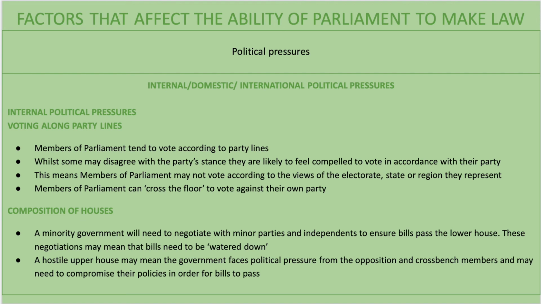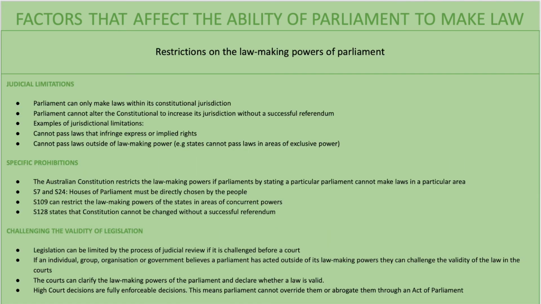These negotiations, however, may mean that bills need to be watered down in order to be passed. A hostile upper house may mean that the government faces political pressures from the opposition and crossbench members and may need to compromise their policies in order for bills to pass. Restrictions on the lawmaking powers of Parliament.